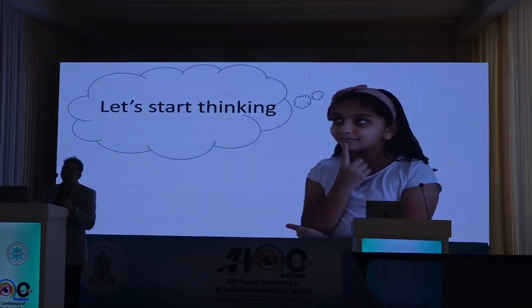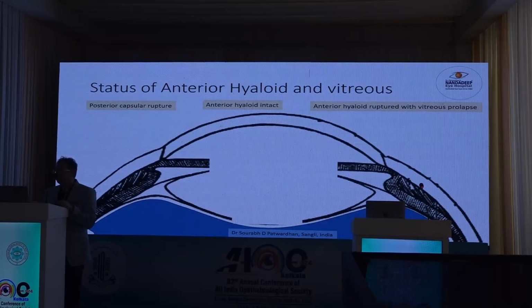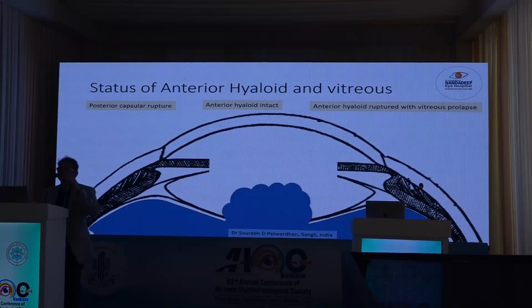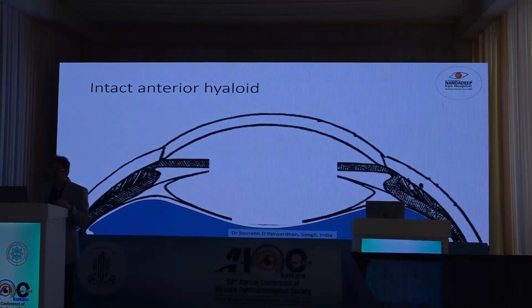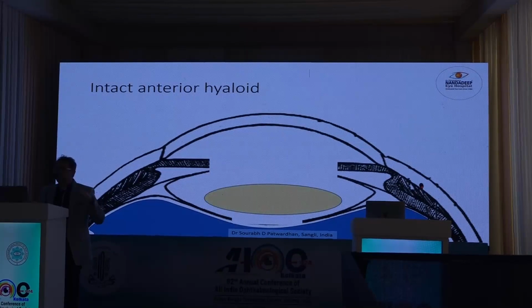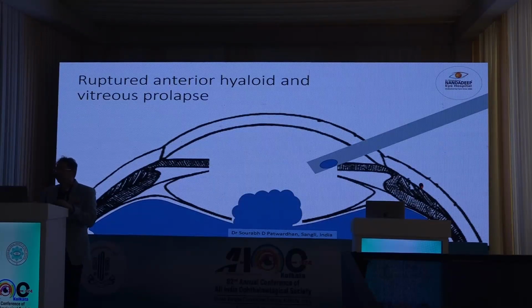So let's start thinking about when we can put the IOL in the bag despite having a PCR. First thing we have to judge is what is the status of the anterior hyaloid and what is the status of the vitreous. Sometimes there may be a PC rupture, but the anterior hyaloid may be intact. In such cases, you can place the IOL in the bag without doing much. Of course, I will show a few videos later.